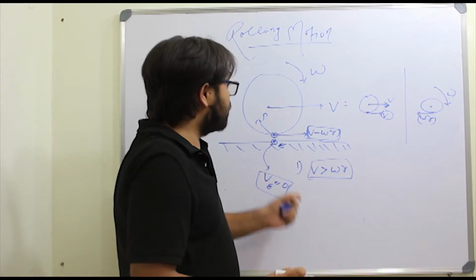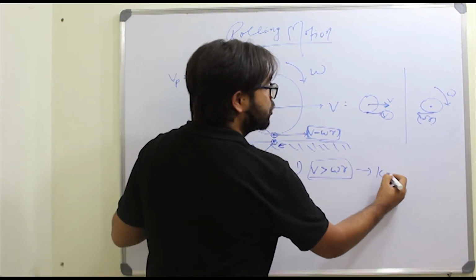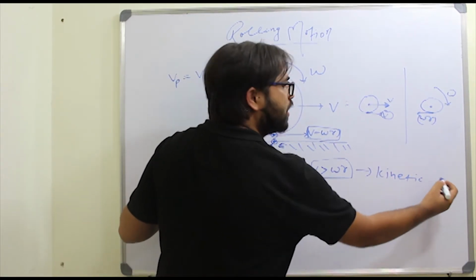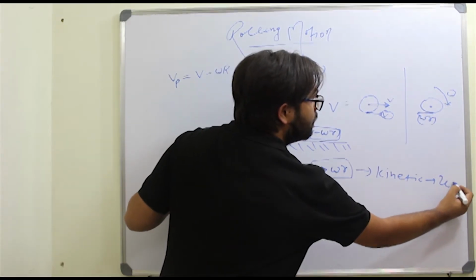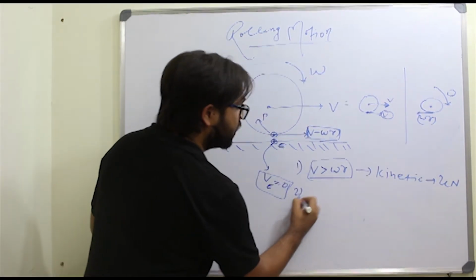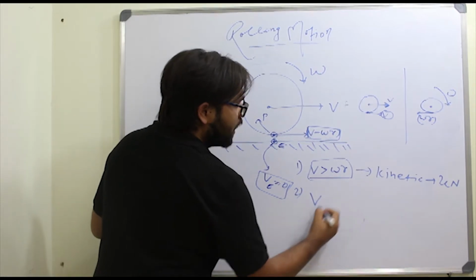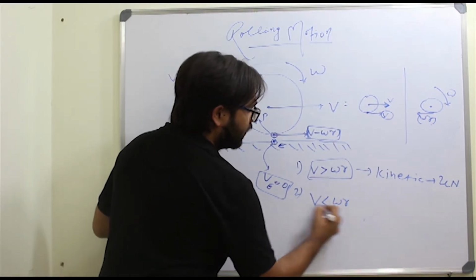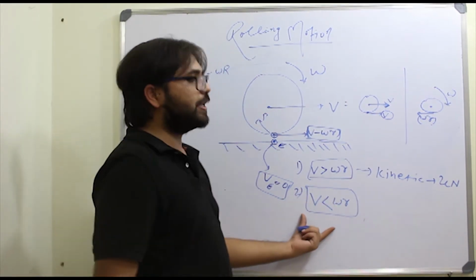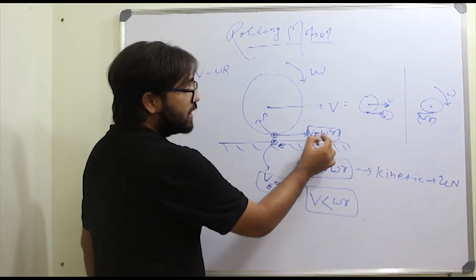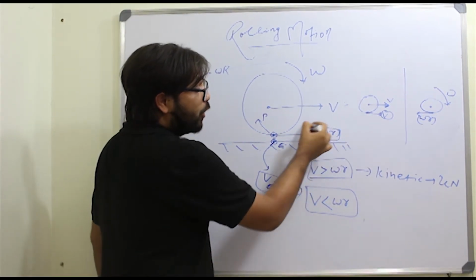And if there is slipping, what kind of friction will there be? There is going to be kinetic friction. And we understand what the value of kinetic friction is? Mu n is going to be the kinetic friction. What is the second case? If v is less than omega r, then again tell me, this value cannot become 0.